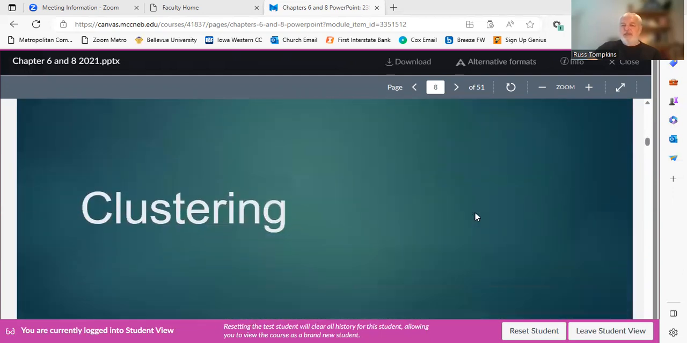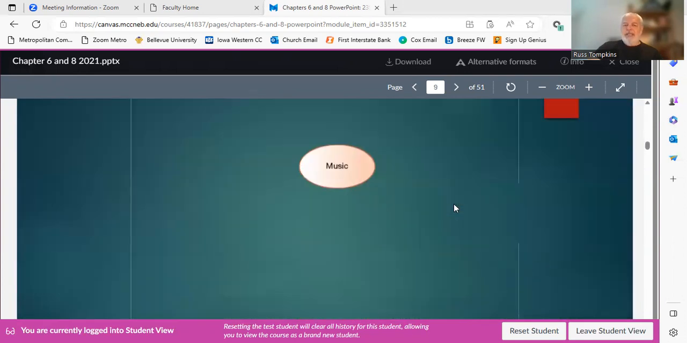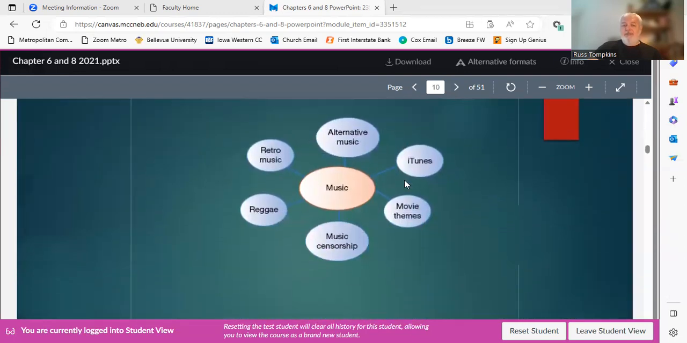Another way to do this is by the use of what's called clustering. You might not have seen this before, but this is a way to take one idea and add other ideas to it until you eventually come up with an idea that you can use for a speech. Here's an example. What if we use the general category of music as a possible topic? I kind of like music, so I pick that. So what is connected to music that I could next think about? That's what I have here. You can see all the things around music that are similar to it.